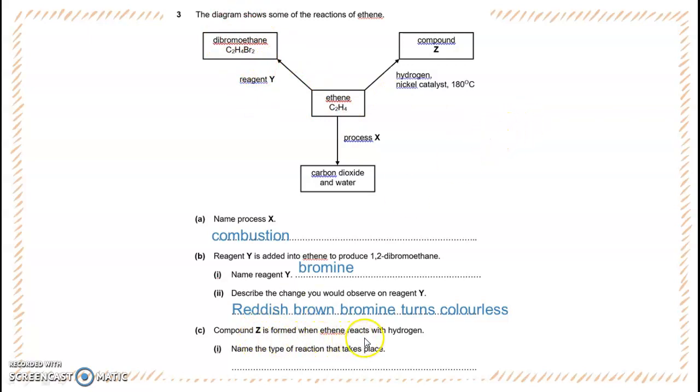Compound Z is formed when ethene reacts with hydrogen. So, the type of reaction that takes place: again, I add one reactant and a second reactant, and it will give me one final product, and that should be addition reaction.